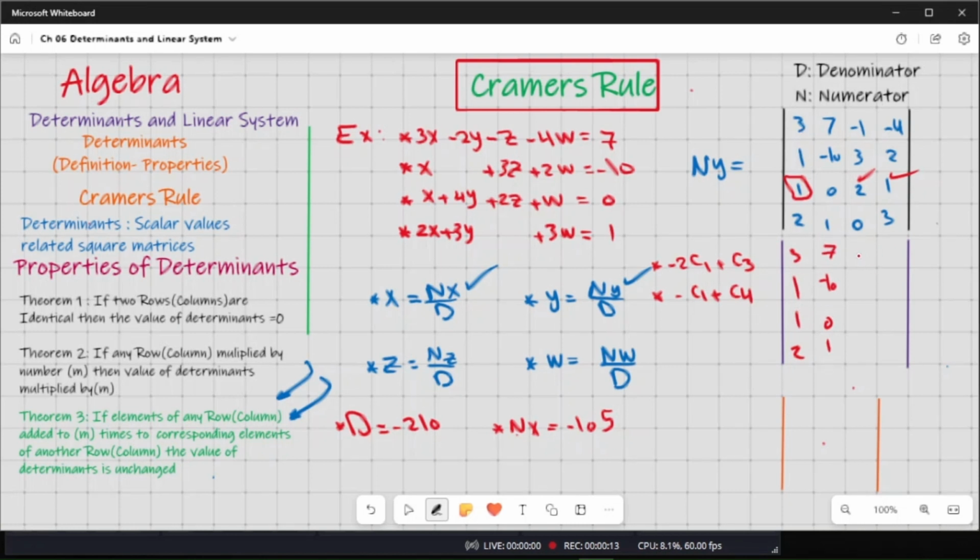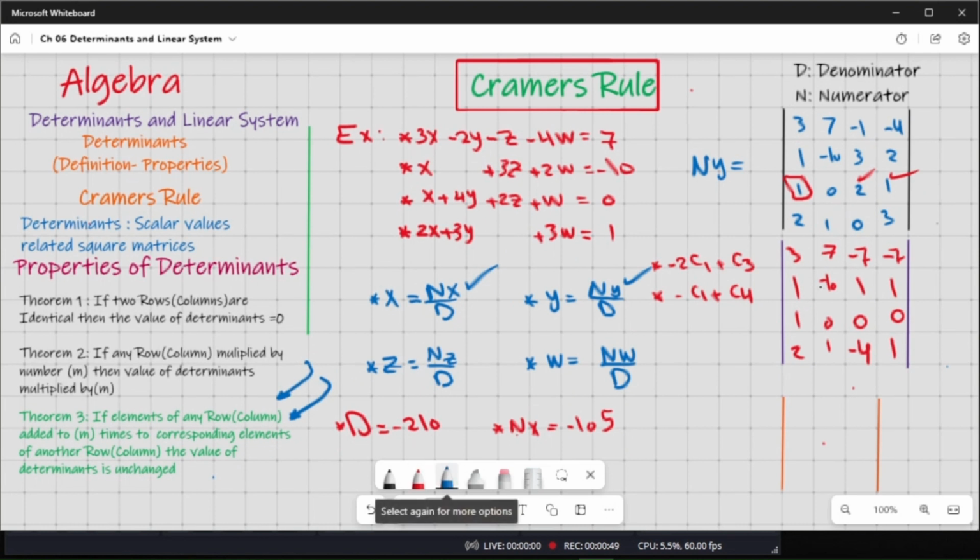3 into -2 minus 1, we have here -7. Here 1 into -2, here we have 1. 1 into -2 plus 2, we have here 0. 2 into -2 plus 0, we have here -4. Here first column by -1, then add to fourth one. So we have here -7. Here we have 1, 0, here 1. Okay, so thus we obtain row.